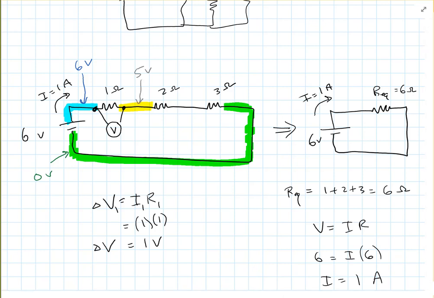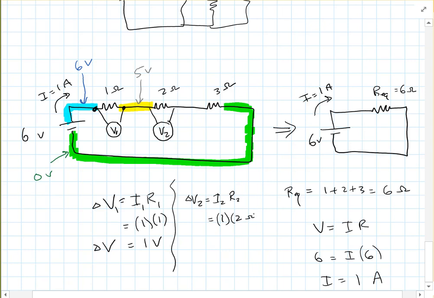And then I'll hook up my voltmeter, I'll call that V1. I'll hook up V2 over here. And V2 has to be the current times the resistance. We know the current is 1 and the resistance is 2 ohms. So this is going to be 2 volts. So the delta V has to be 2 volts. Well, the left side is hooked up to 5 volts. So the right side has to be 2 volts less than that, has to be 3 volts, right?